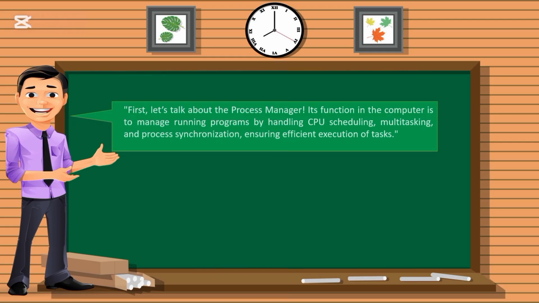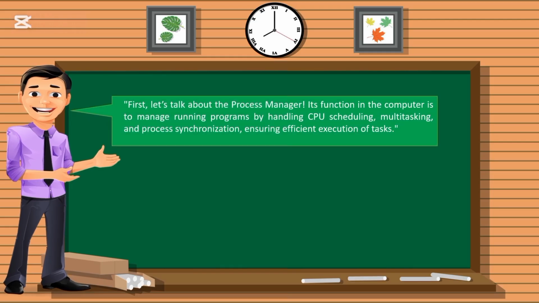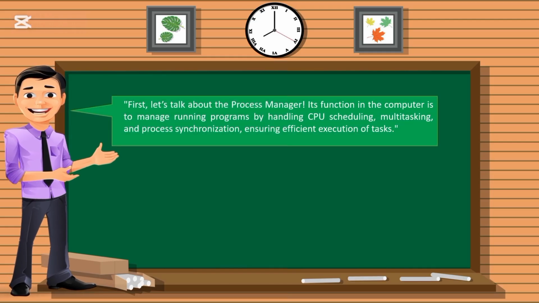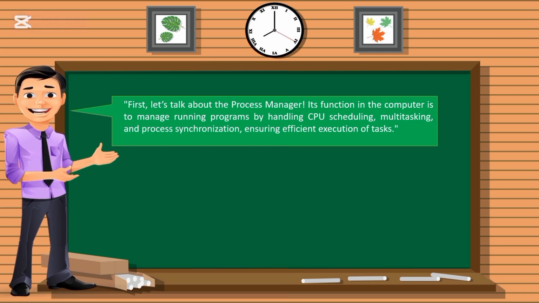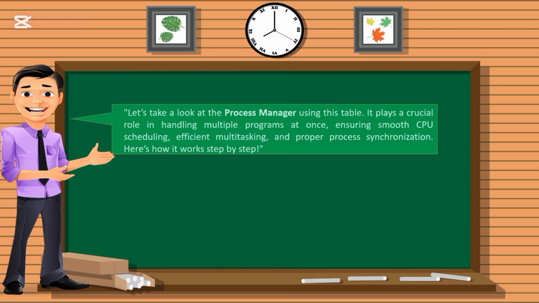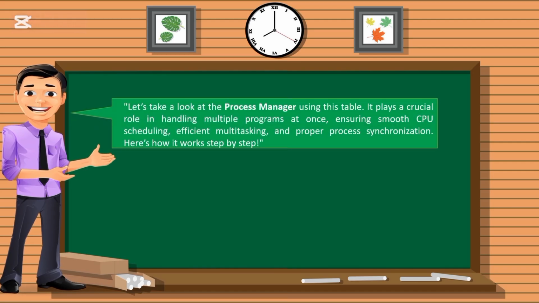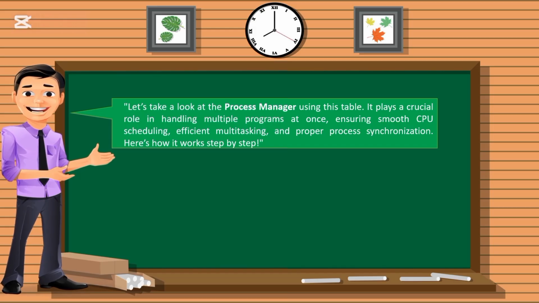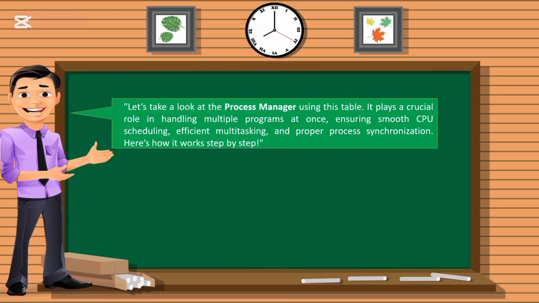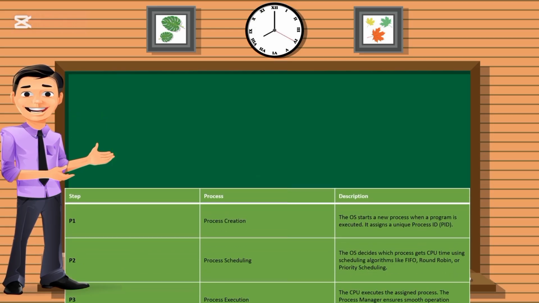First, let's talk about the Process Manager. Its function in the computer is to manage running programs by handling CPU scheduling, multitasking, and process synchronization, ensuring efficient execution of tasks. Let's take a look at the Process Manager using this table. It plays a crucial role in handling multiple programs at once, ensuring smooth CPU scheduling, efficient multitasking, and proper process synchronization. Here's how it works step by step.